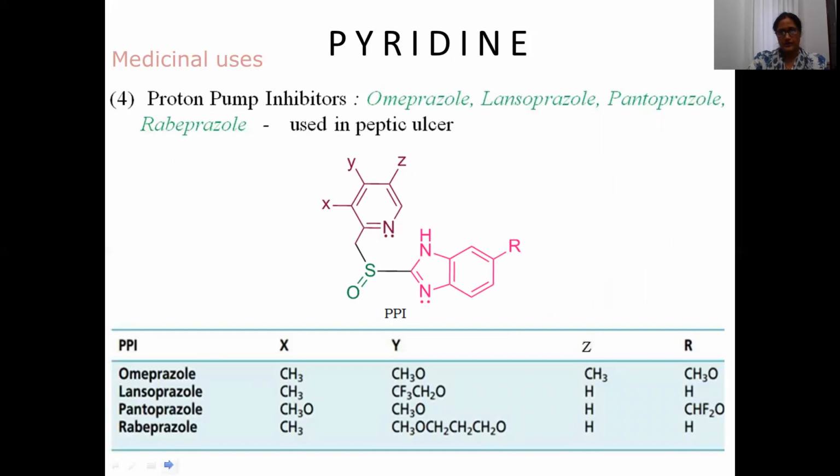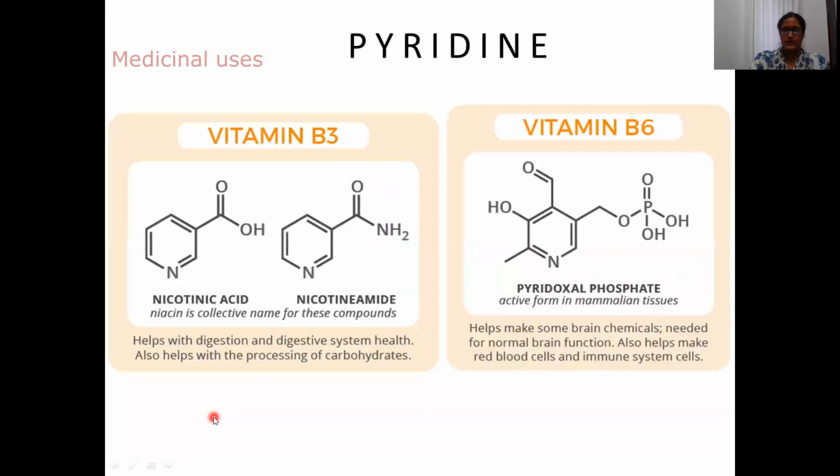And most important are the proton pump inhibitor drugs like omeprazole, lansoprazole, pantoprazole, rabeprazole. These pyridine containing drugs are used in peptic ulcer, because they act as proton pump inhibitors and are used in the treatment of peptic ulcer. Omeprazole, lansoprazole, pantoprazole, and rabeprazole.